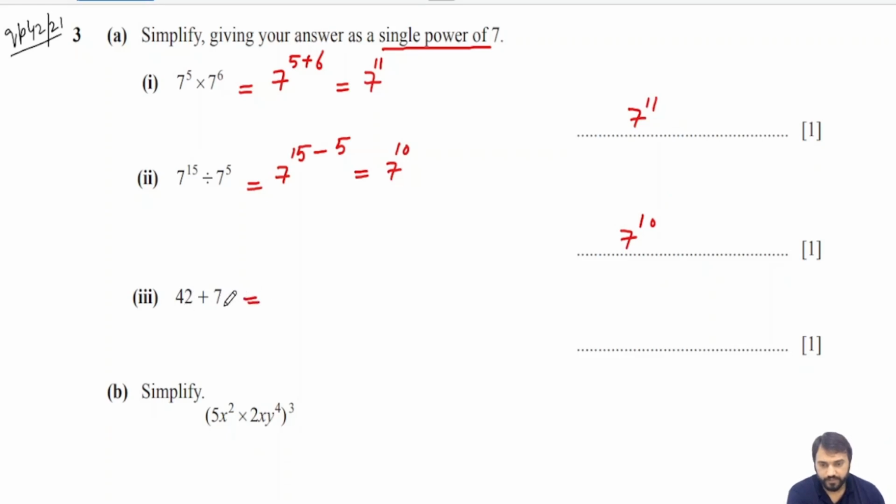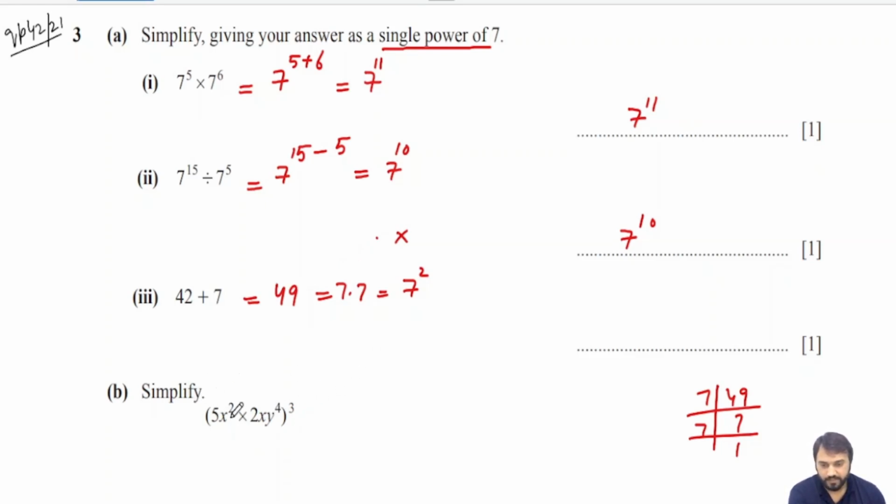Okay, 42 and 7, that is equal to what? We can write 49, and we have to convert it into a single power of 7. So make a prime factorization. 49 is 7 times 7, so we can write 7 into 7, and that is 7 square. This dot is multiplication. You can use one of them for multiplication.